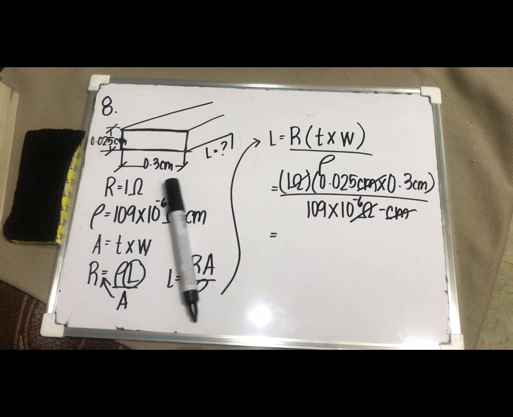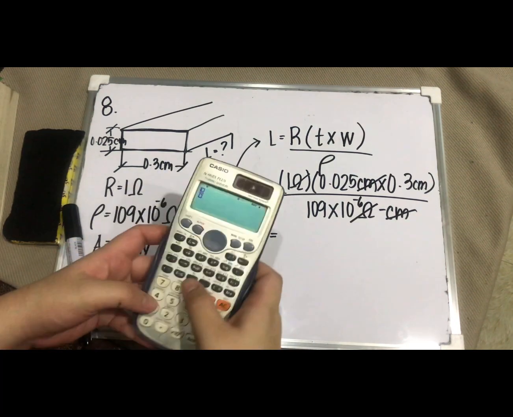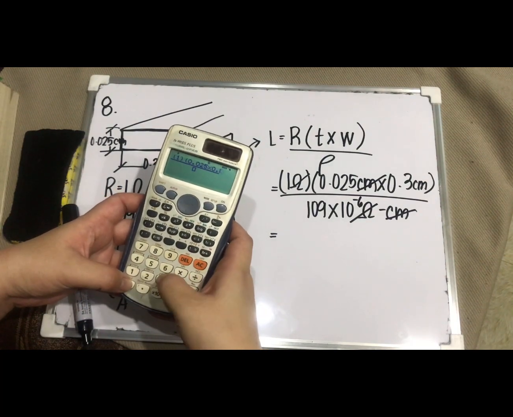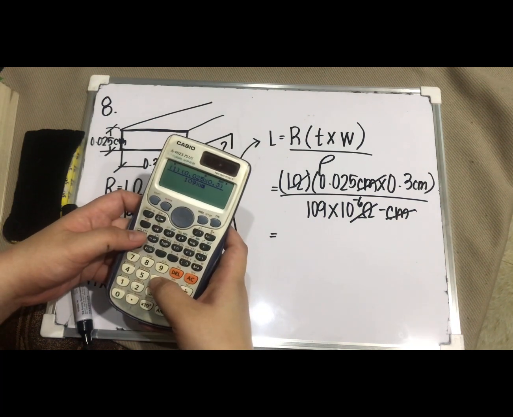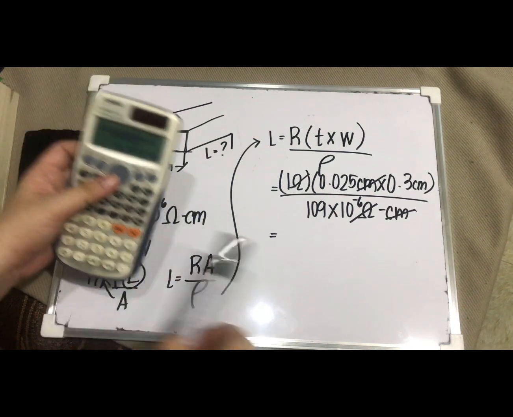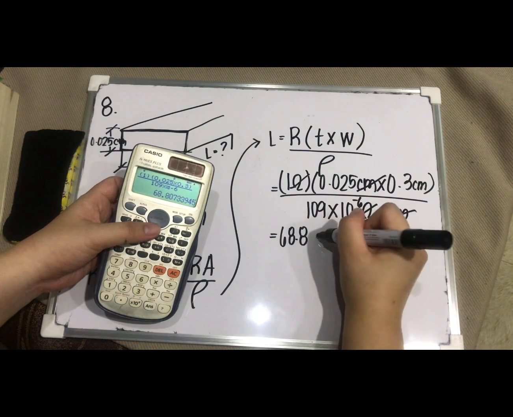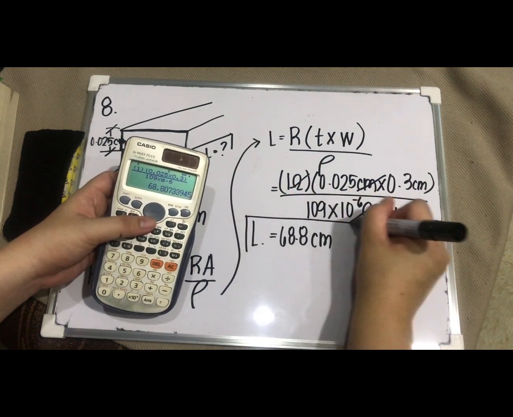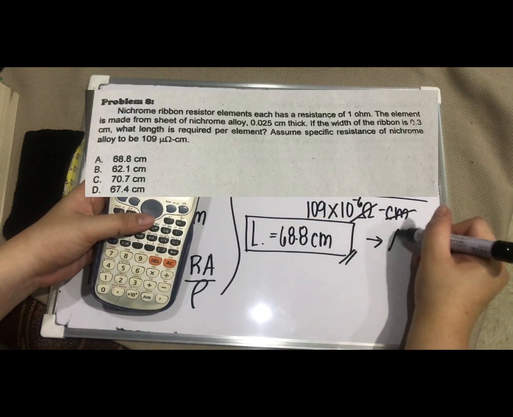And, i-compute natin siya. 1 times 0.025 times 0.3 over 109 times 10 raised to negative 6. Magiging sagot ay 68.8 cm. Ito yung length natin. And from the choices, ito ay letter A.